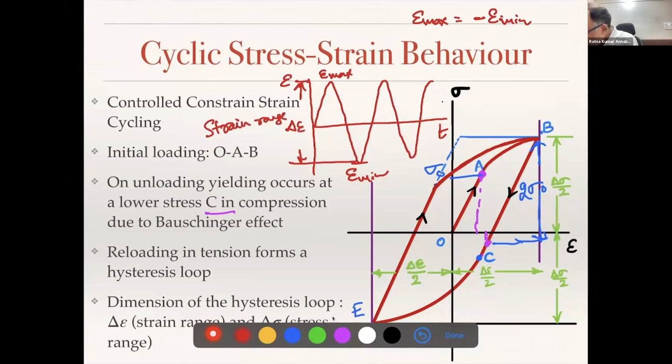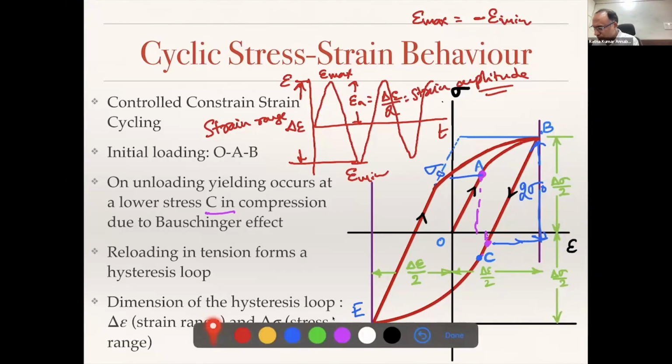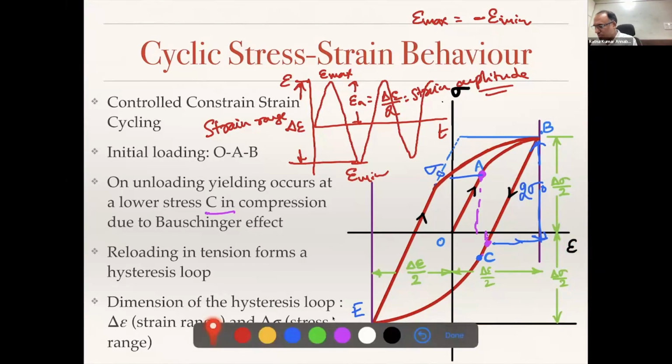Very similar to stress range. And this is what we call epsilon A, that is the strain amplitude, delta epsilon by 2. That is my strain amplitude. Right? Here, is it a fully reversed loading or not? This is fully reversed loading because epsilon min is equal to epsilon max. And you can see that the stress is varying from delta sigma by 2 to minus delta sigma by 2. The stress range is this and strain range is that. So the dimension of the hysteresis loop is delta epsilon and delta sigma. That represents the dimension of the hysteresis loop.